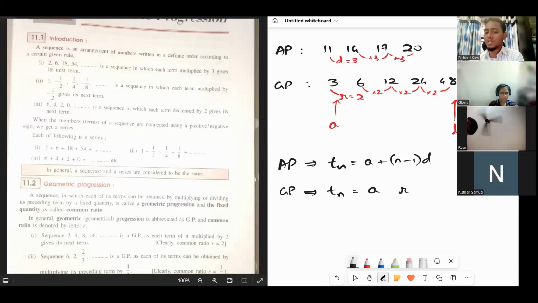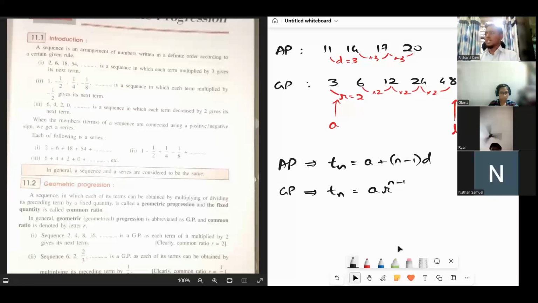R, and N minus 1 we'll write as the power. And in between, it's a multiplication sign, so you don't need to write the multiplication. You can just write Tn is equal to AR raised to N minus 1. This is the formula to find the nth term. It's very similar. Instead of plus, we are writing into, and instead of into, we are writing raised to power. And obviously, in place of D, we are putting R. Did you get the formula? So what's the formula to find Tn? A into R raised to N minus 1.